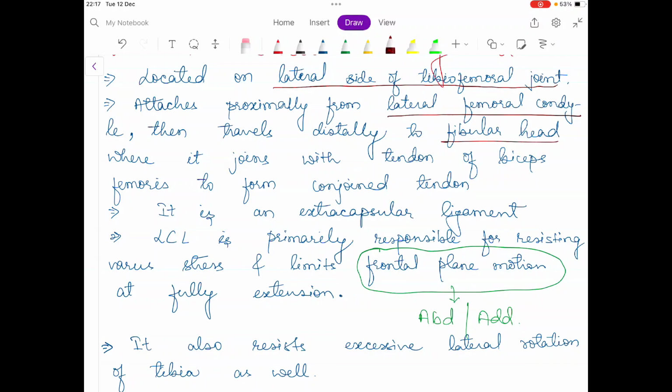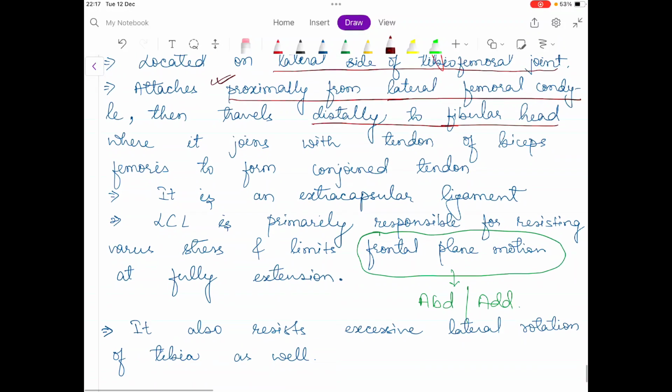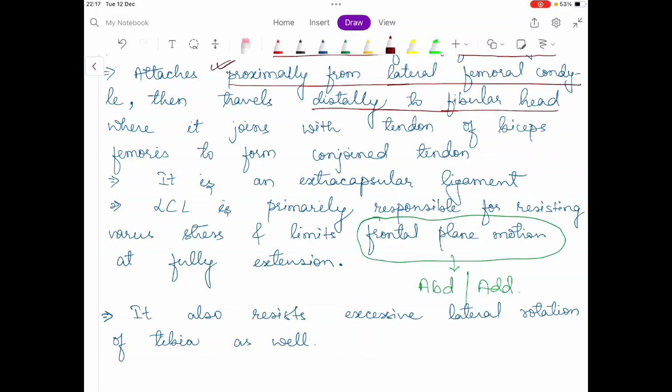If we go more specific, we will say it arises proximally from the lateral femoral condyle and then travels distally to the fibular head. I don't think that there is an issue now using the words proximally and distally, because I have already discussed what is proximal and what is distal. Then it travels distal to the fibular head, where it joins with the tendon of the biceps femoris to form a conjoined tendon. So when it goes distally to the fibular head, it forms a conjoined tendon after meeting with the biceps femoris. Biceps femoris is its lost brother.